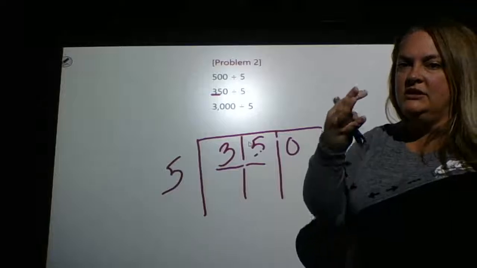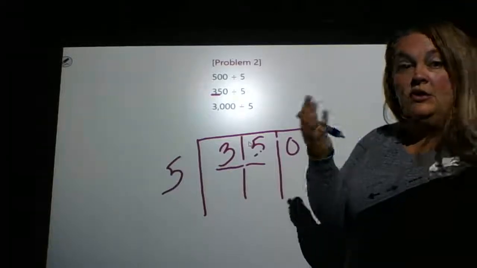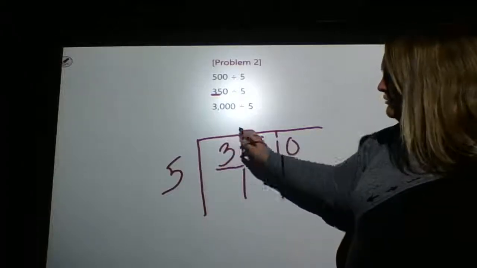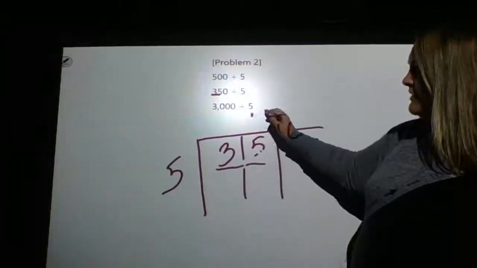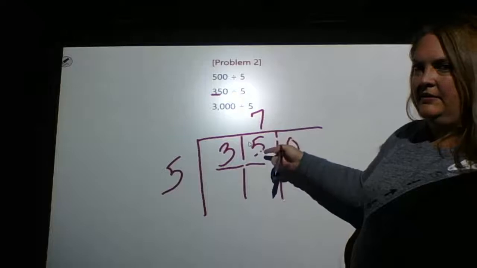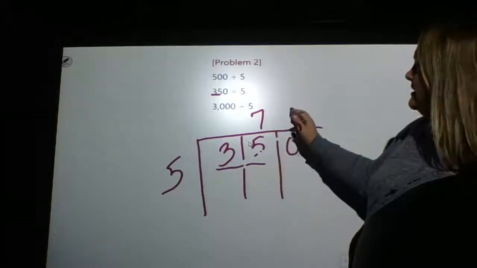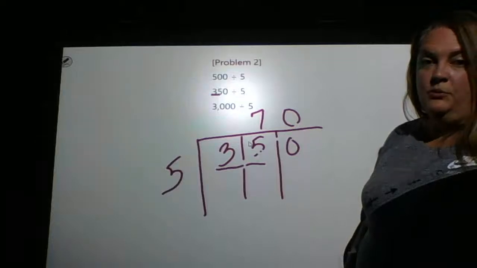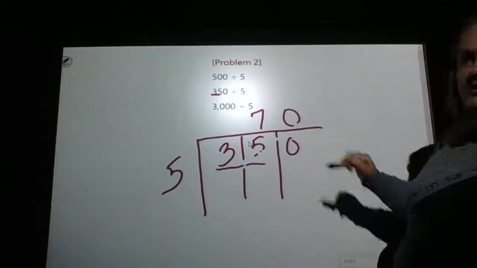5, 10, 15, 20, 25, 30, 35. We have 7. I'm not going to put my 7 here because I didn't take 5 into the 3. I took it into the 35. So my 7 goes into the tens place there. Okay? And then I bring my 0 back. Simple enough. Get back 0, bring it back because 5 goes into 0 0 times.